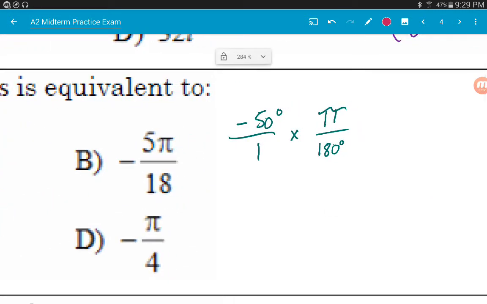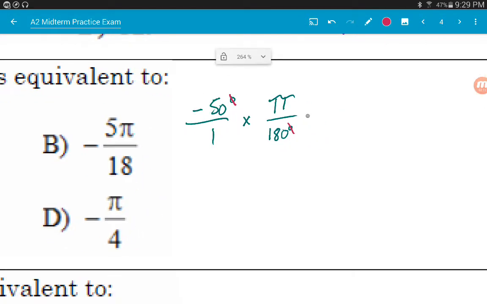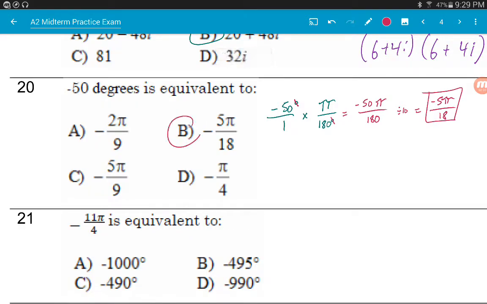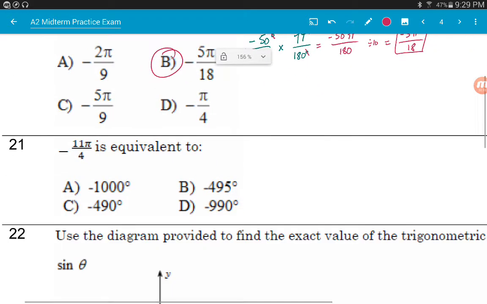I'm going to multiply it by pi over 180 because I want the degree signs to cancel out. So what I get now is negative 50 pi over 180. I can make both of these smaller by dividing by 10. So that gets me negative 5 pi over 18. That's actually the smallest it can go. Negative 5 pi over 18 is choice B.